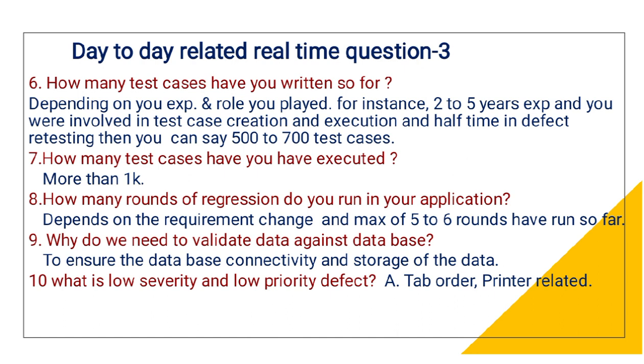The next one is, what is a low severity and low priority defect? Low severity is something that does not impact the functionality, so we usually consider it low severity. Tab order is one thing that you can consider. At times we also consider printer related issues. The printer is a third party tool, where we go to a different page and print the documents. That also we can consider as a low priority and low severity defect.